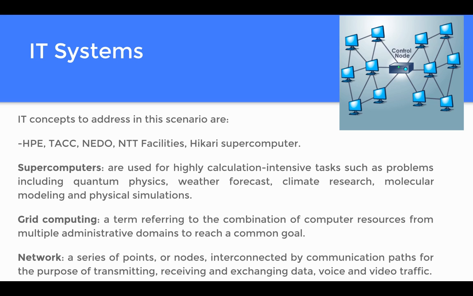Supercomputers are used for highly calculation-intensive tasks, such as problems like weather forecasting, climate research, molecular modeling, and physical simulations. Grid computing, as I said a couple of slides ago, is a term referring to the combination of computer resources from multiple administrative domains to reach a common goal. And a network is defined as a series of points or nodes interconnected by communication paths for the purpose of transmitting, receiving, and exchanging data and voice and video traffic.